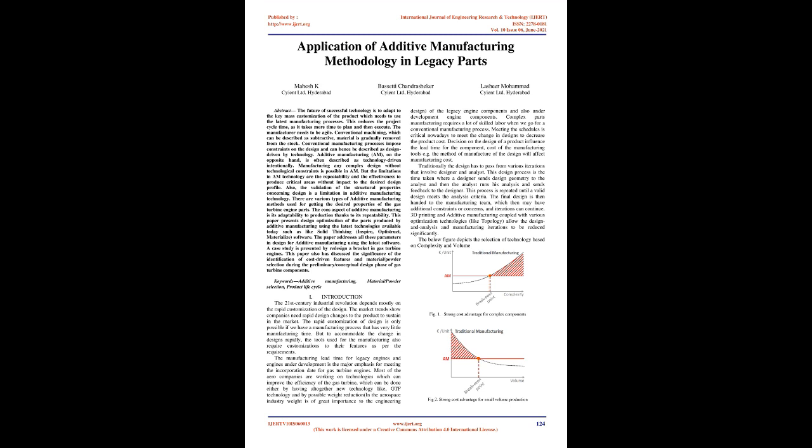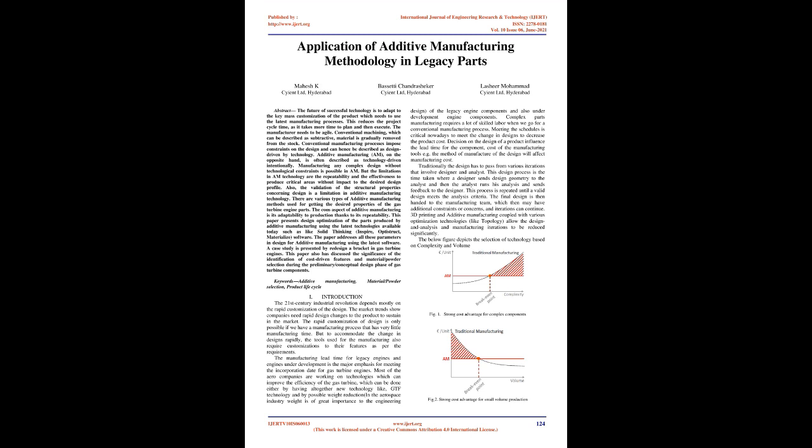Conventional machining, which can be described as subtractive, is where material is gradually removed from the stock. Conventional manufacturing processes impose constraints on the design and can hence be described as design driven by technology. Additive manufacturing, AM, on the opposite hand, is often described as technology driven intentionally. Manufacturing any complex design without technological constraints is possible in AM.